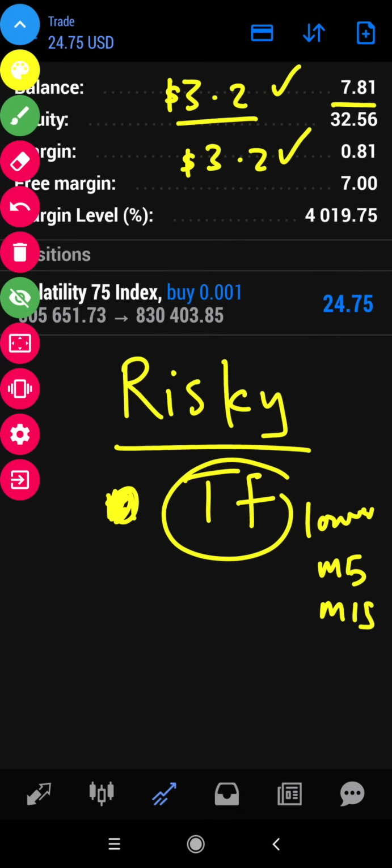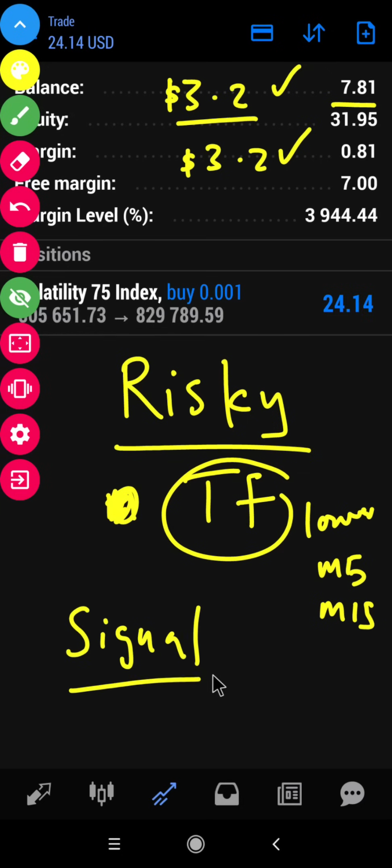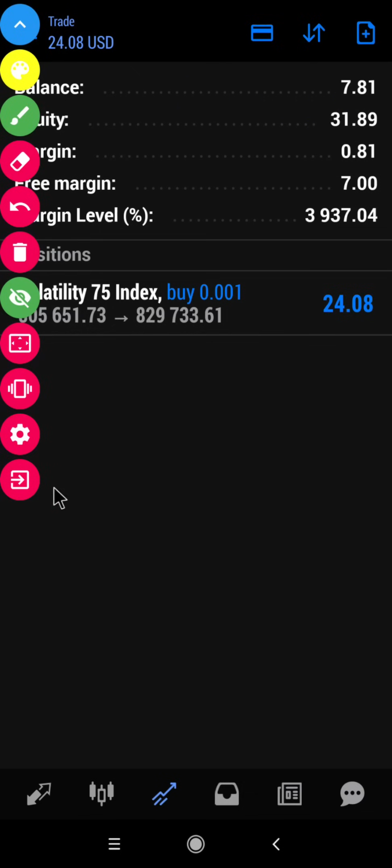I don't care what you're thinking, guys. If the account is tiny, even if you are implementing risk management, there isn't enough room for errors. Do you understand? But at least try your best to wait for high probability signals. Try your best to manage your trades nicely. I'm gonna show you what I mean by that.